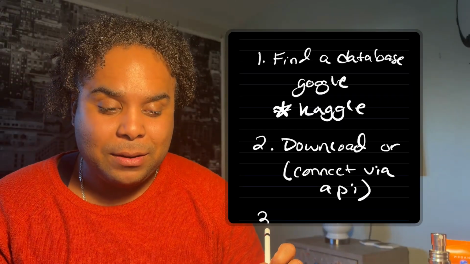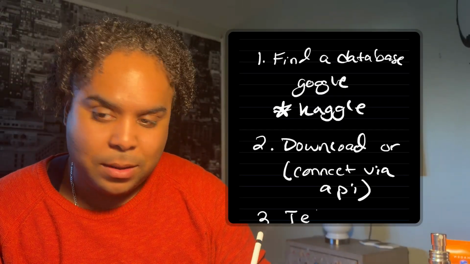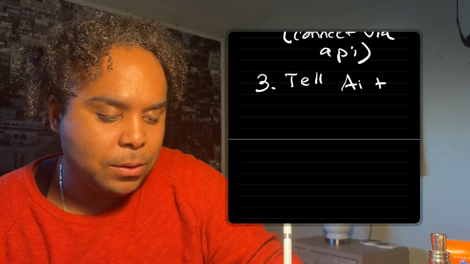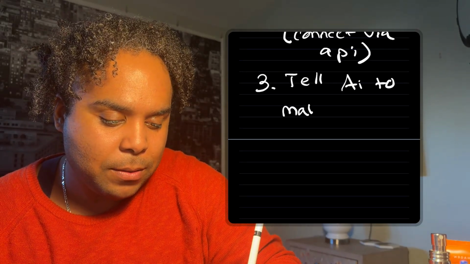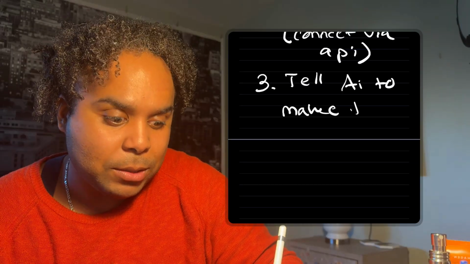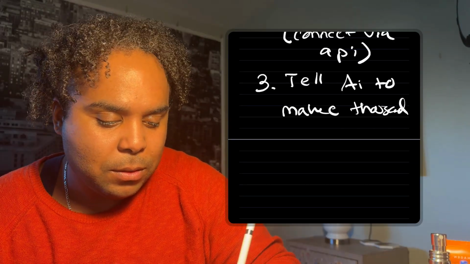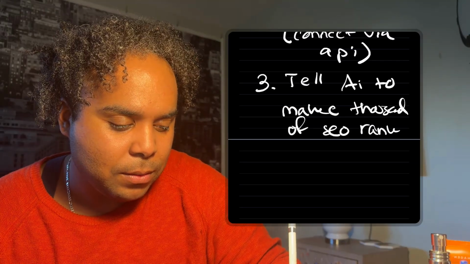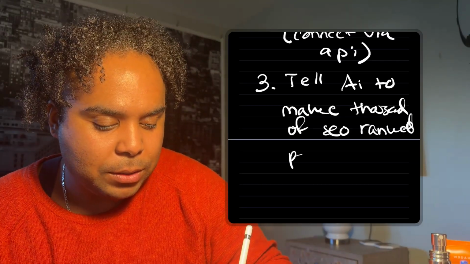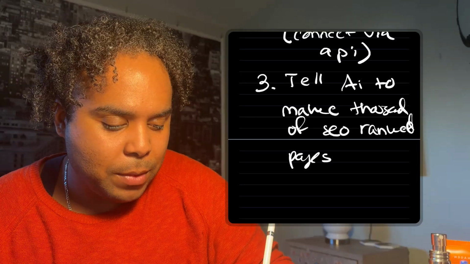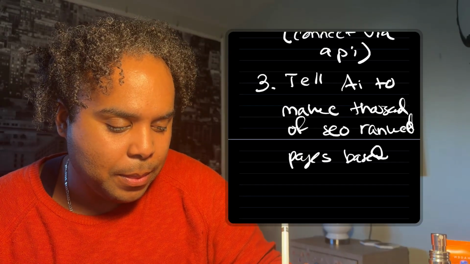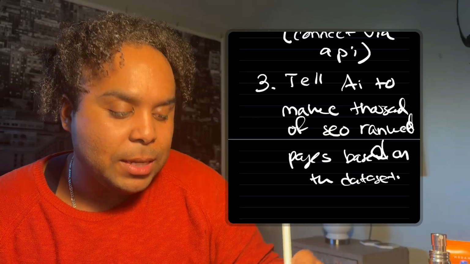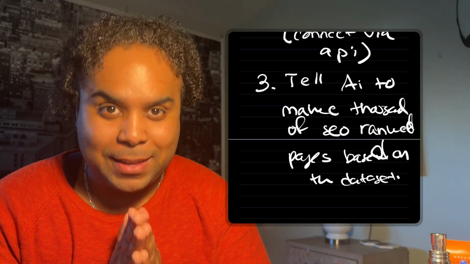So, just do that. Now, step 3. Once you have the data set, you're going to tell AI to make thousands of SEO ranked pages based on the data set. So what does that mean? Well, let's look at a data set that I downloaded.